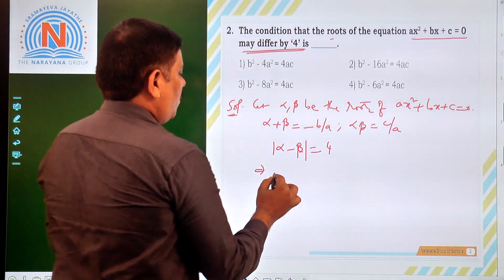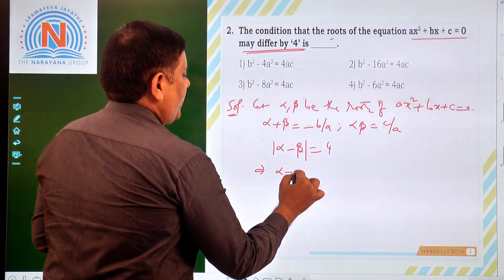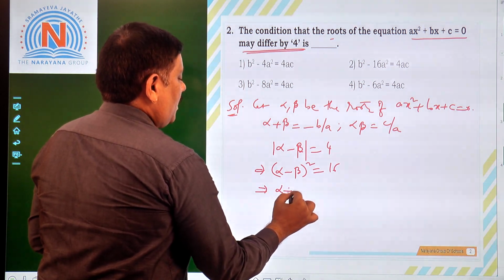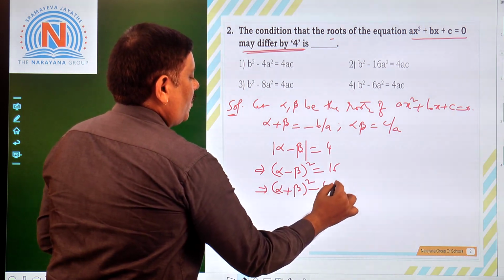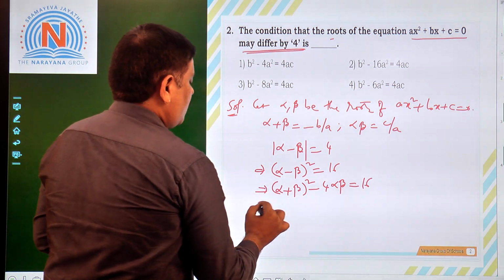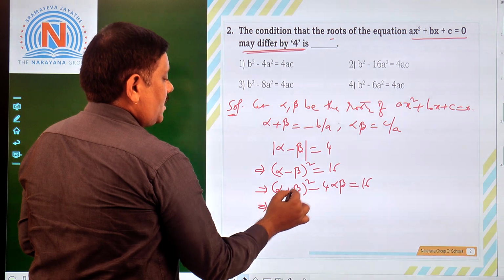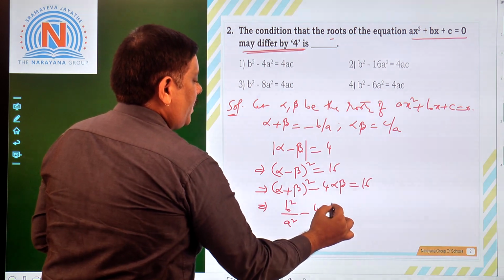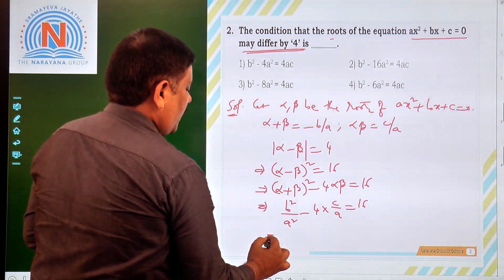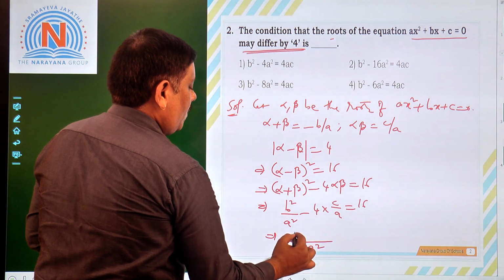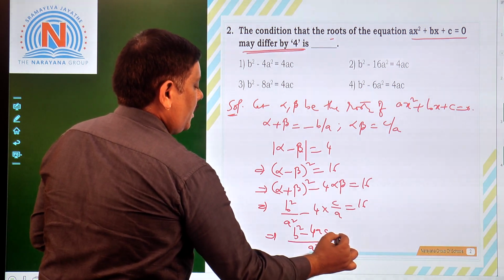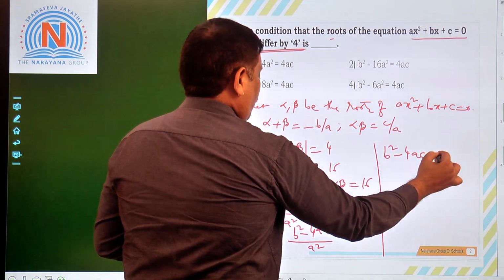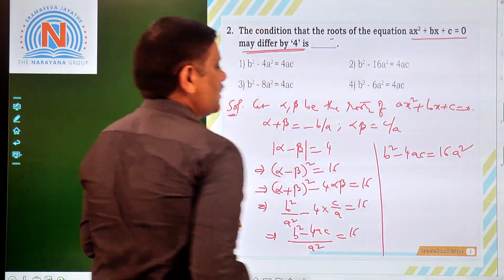So squaring on both the sides, we get alpha minus beta whole square equal to 16. So alpha minus beta whole square is nothing but alpha plus beta whole square minus 4 alpha beta, that is equal to 16. We know that alpha plus beta is minus b by a. Minus b by a whole square is b square by a square, minus 4 into alpha beta, which is c by a, that is equal to 16. If you take a square as LCM, we have b square minus 4ac over a square is 16. So we can say b square minus 4ac is equal to 16a square. That is the relation between these three.